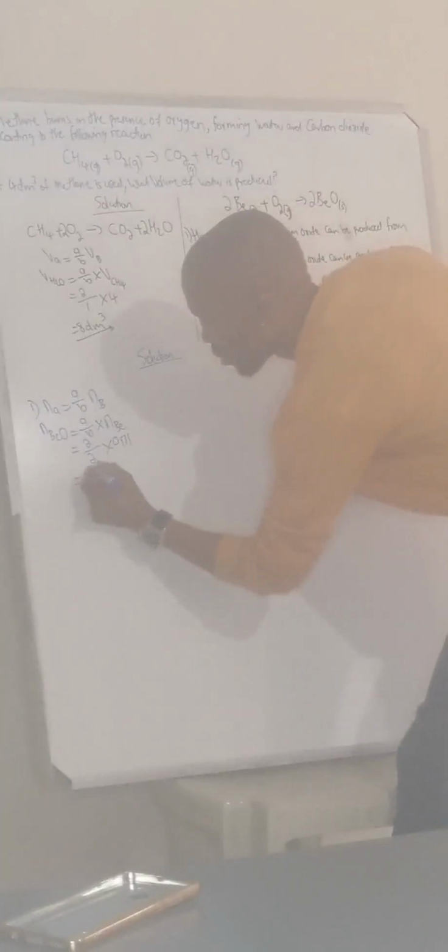Now, the stoichiometric coefficient of beryllium oxide is 2. And the stoichiometric coefficient of beryllium is 2. I multiply by the number of moles of beryllium, 0.71, and you get 0.71 moles.